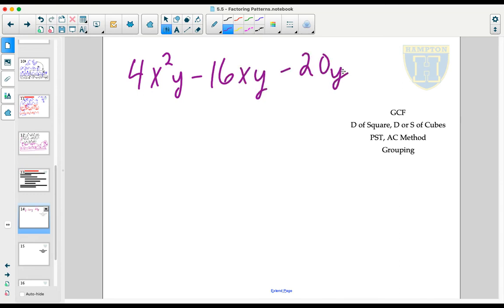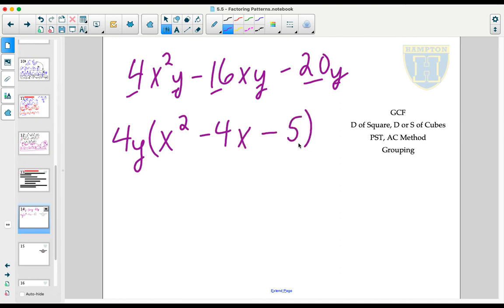Our first check for any polynomial that we are factoring should always be the greatest common factor. You can see from these coefficients that our greatest common factor will include at least a 4. And then you see from the variable parts that we're also going to include a y. So our greatest common factor is 4y. Factoring that out of each one of the terms leaves x squared minus 4x minus 5.